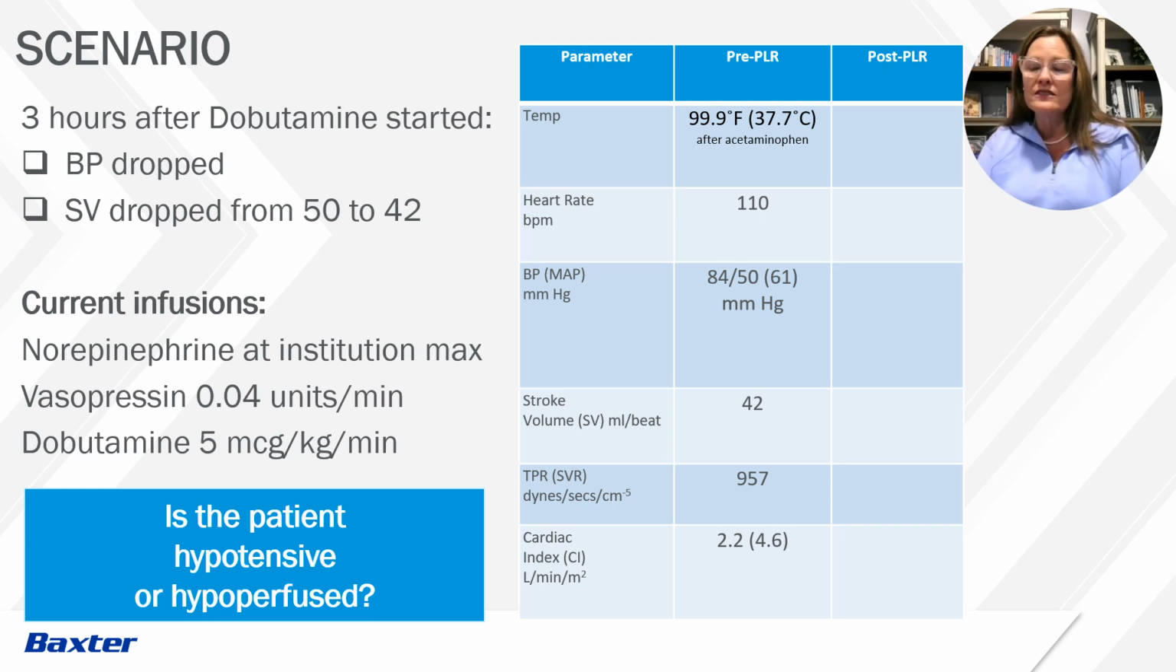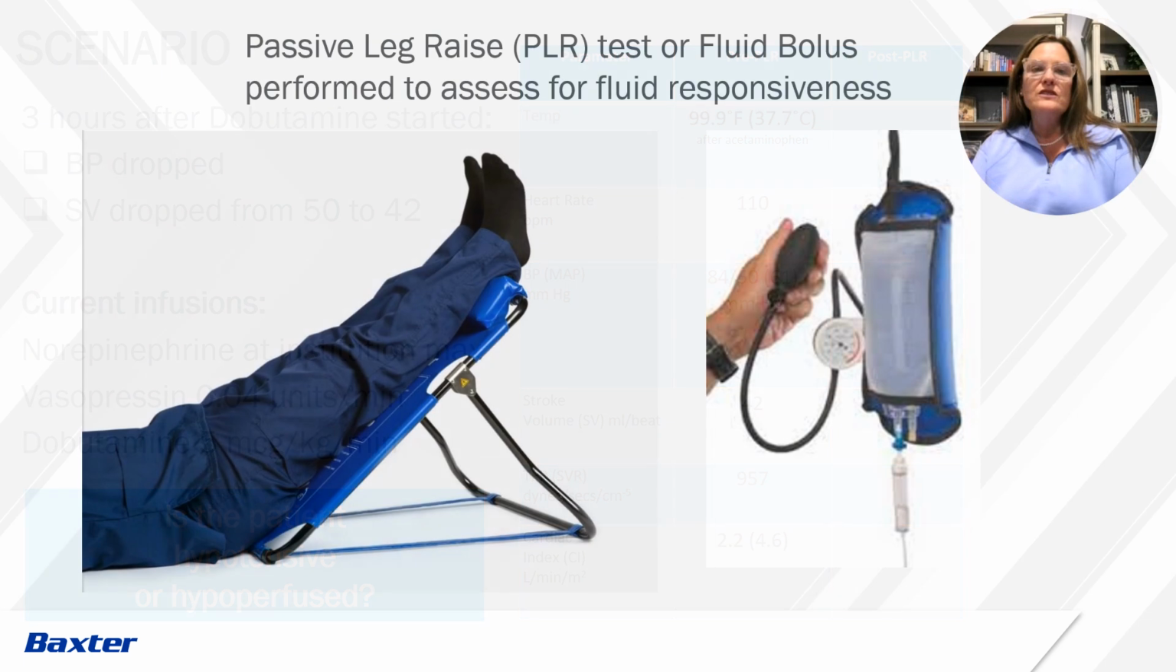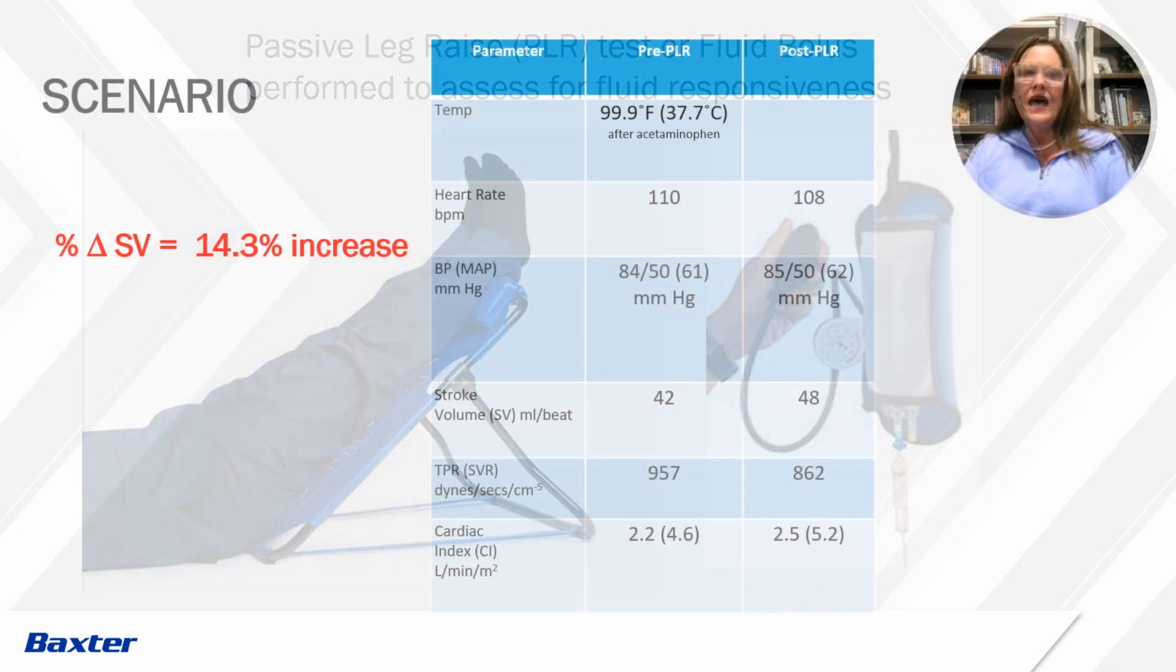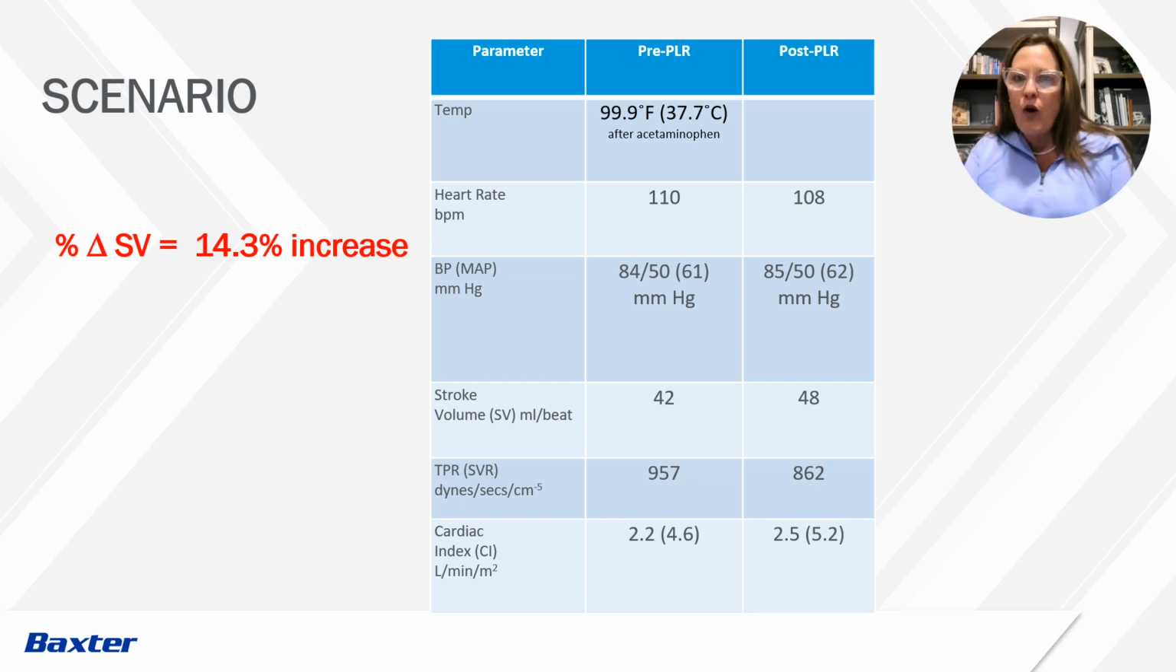And the answer is yes, right? Their mean arterial pressure is only 61 and their stroke volume's low again. So they have earned themselves another dynamic assessment, right? So we're going to do that. And lo and behold, the patient is now fluid responsive. After all this time, they are 14.3% fluid responsive.